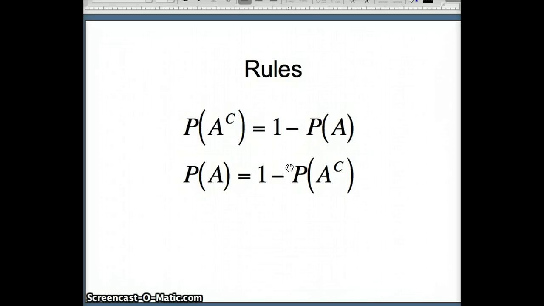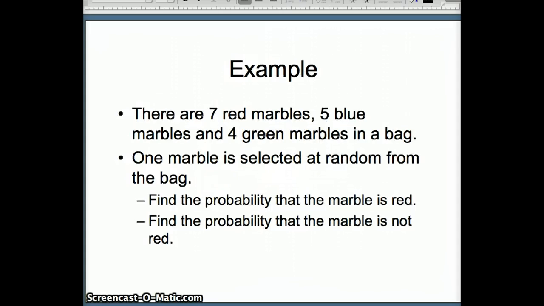So, if the probability it's going to rain tomorrow is 30%, the probability it won't rain would be 70% because those notions are complements. So here's an example. We have 7 red marbles, 5 blue marbles, and 4 green marbles in a bag. And we're asked to pick one at random. And first we're going to find the probability the marble is red. And second, find the probability the marble is not red. So hopefully you can see that those are examples of complementary events.